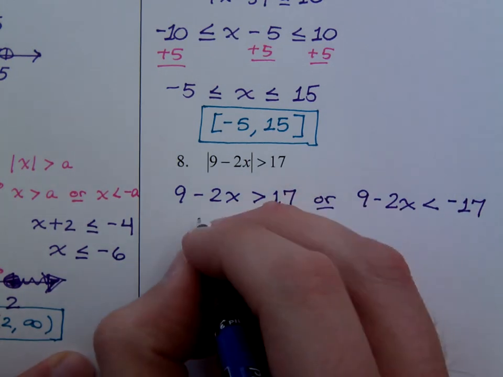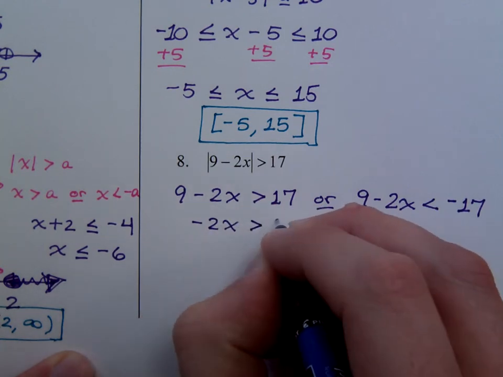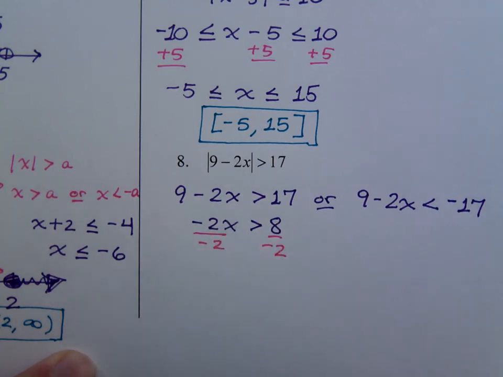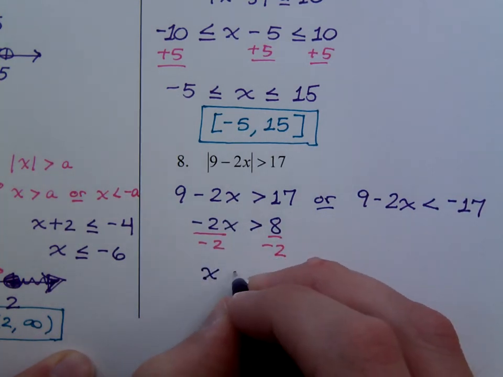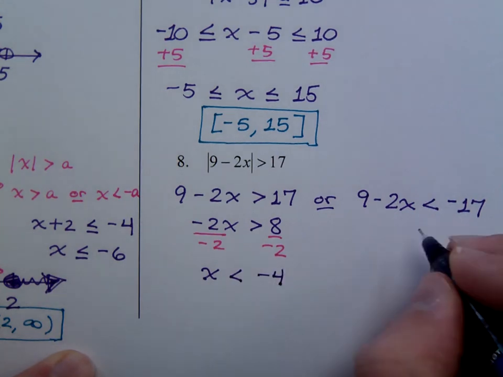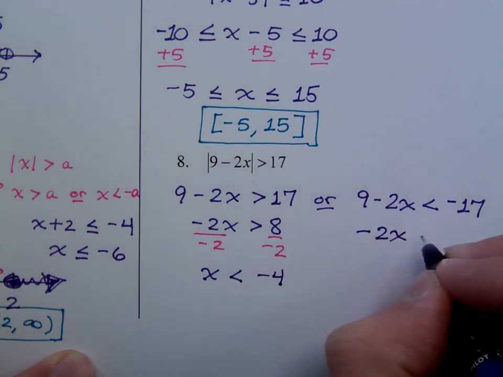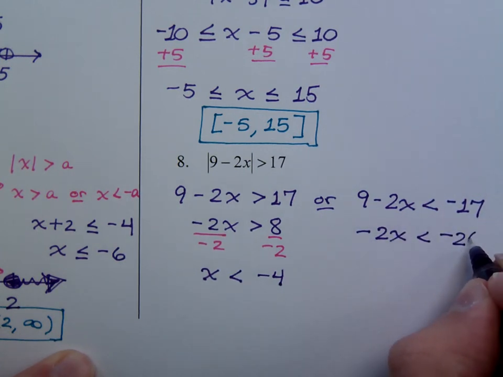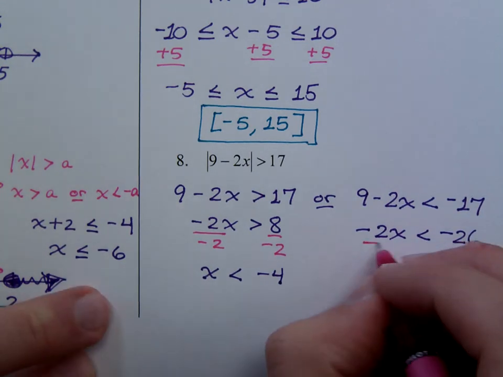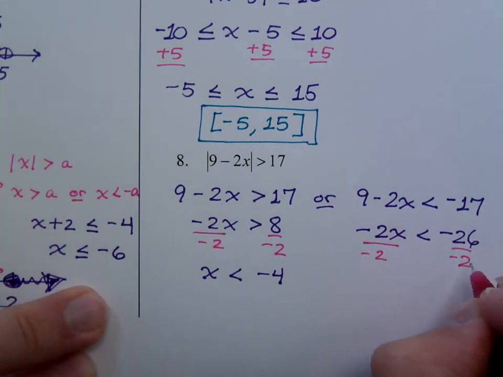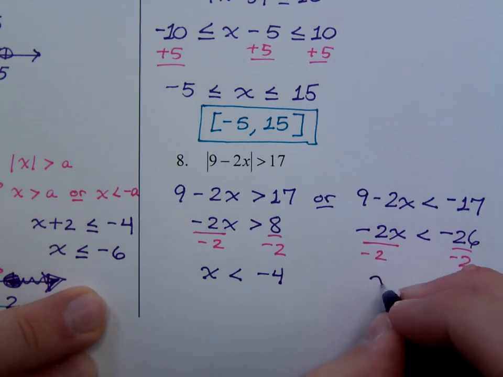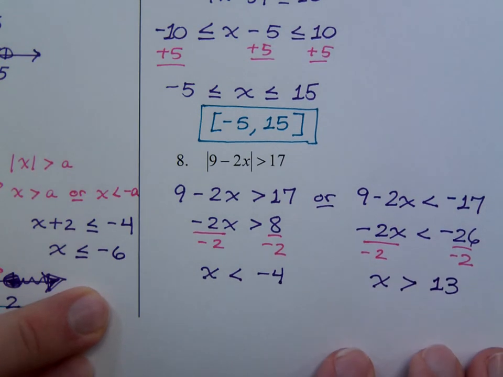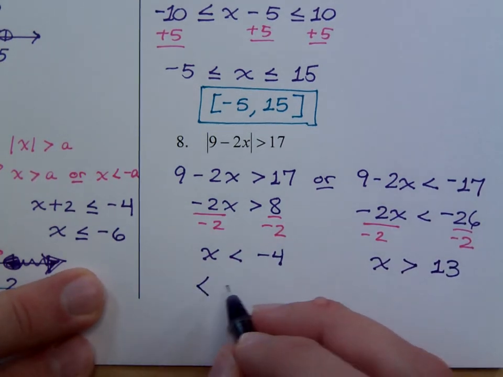Solve each of these. So negative 2x is greater than 8. Here, I divide by negative 2, so we have to pay attention. X is now less than negative 4. Over here, I get negative 2x, subtract the 9, so that's less than negative 26. Divide both sides by negative 2. X is now greater than positive 13.